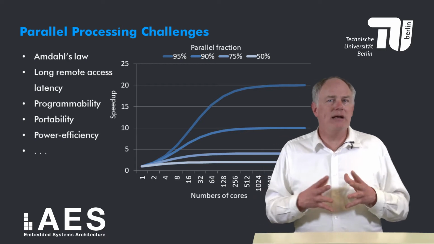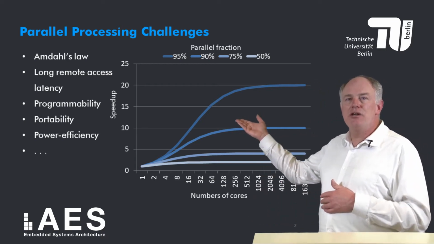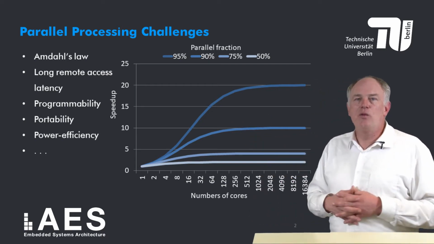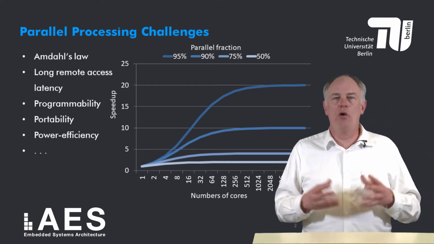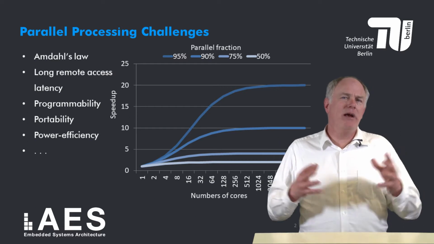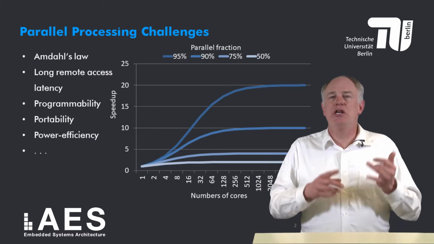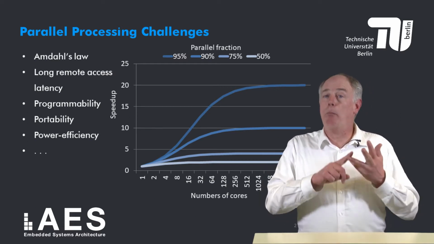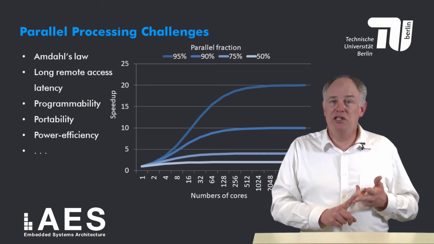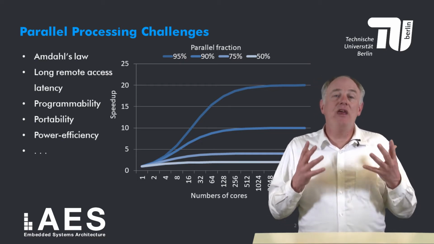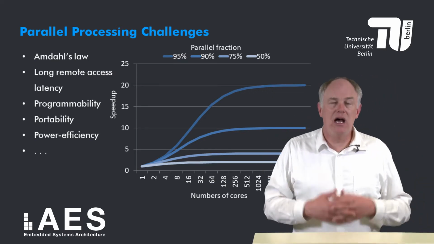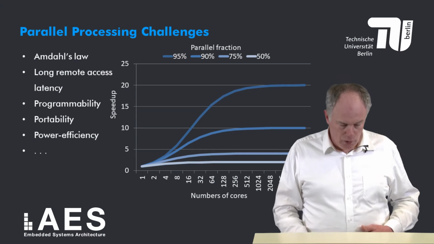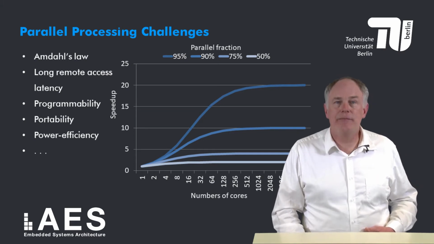According to Hennessy and Patterson, the main challenges are Amdahl's malicious law, which is illustrated here on the right, and the long latency of remote access. In my opinion, there are many other challenges such as programmability, portability, power efficiency, etc. But in the interest of time, I will only discuss the first two challenges, Amdahl and long remote access latency.